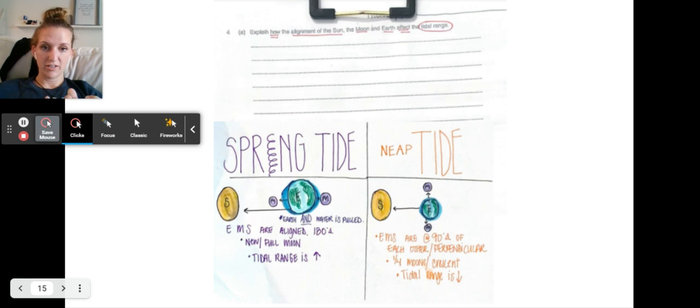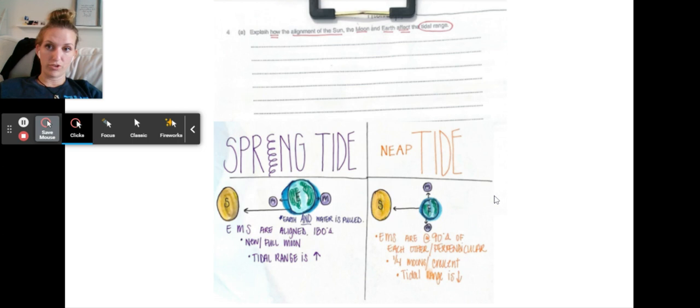For a neap tide to occur, the moon needs to be perpendicular to the sun, or at a 90-degree angle. Because the sun will pull, because the sun is huge. The moon will also pull on earth and water because it's really close. So they kind of cancel each other out. This is during a quarter moon or a crescent moon. Your tidal range is very low.